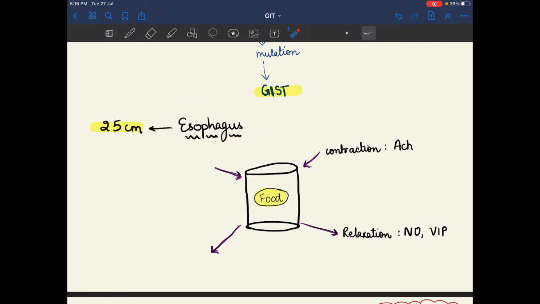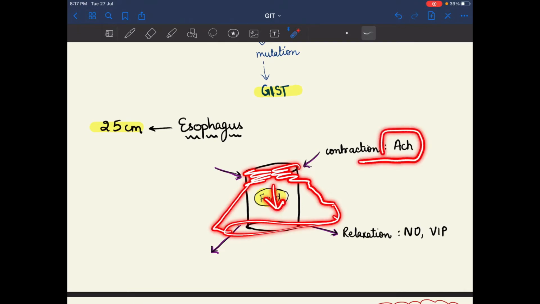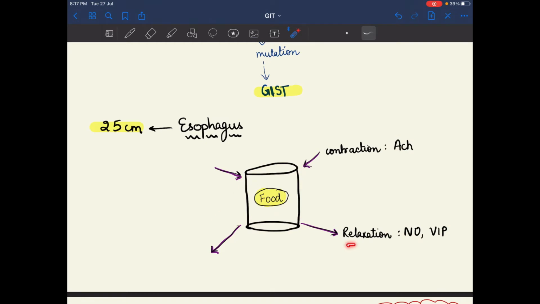And how does it work? The upper part gets contracted and the lower part gets relaxed. In this way the food particles move in the forward direction. Contraction is done by acetylcholine, and relaxation is done by nitric oxide and VIP.